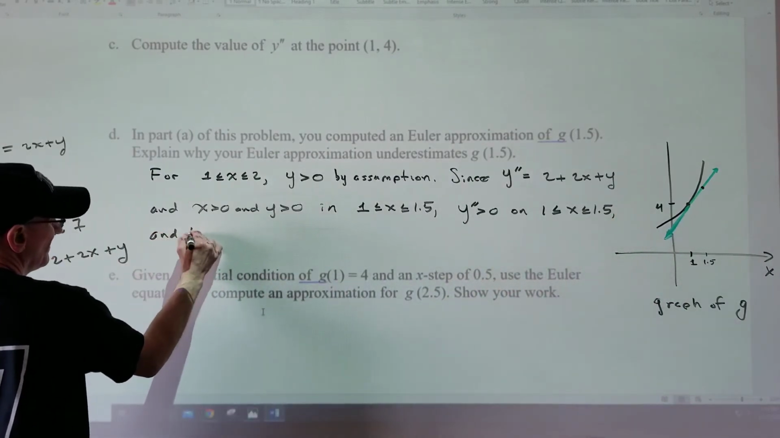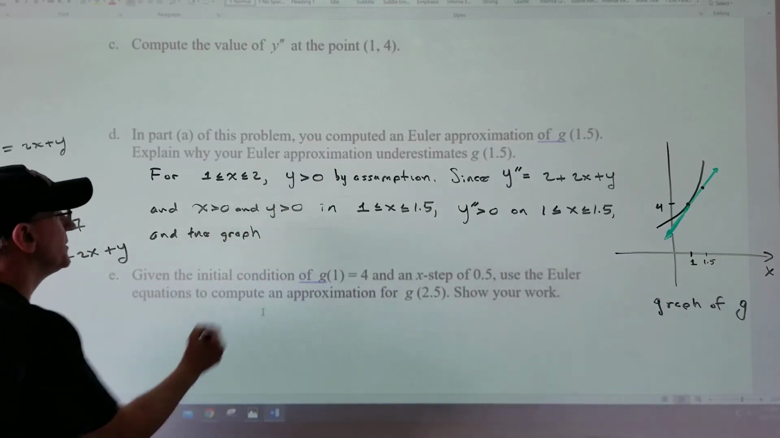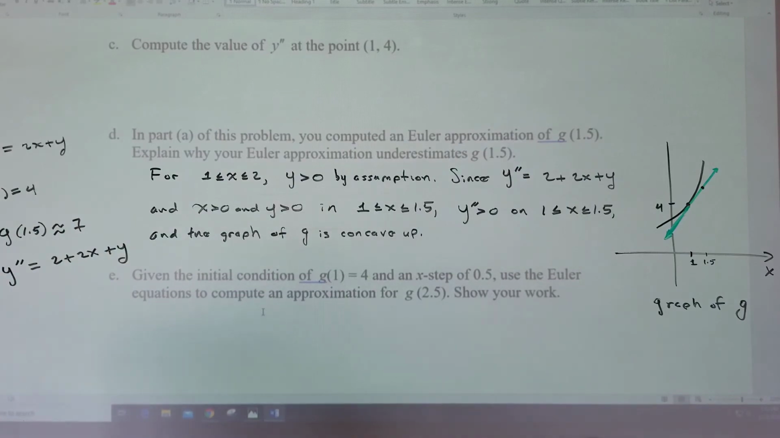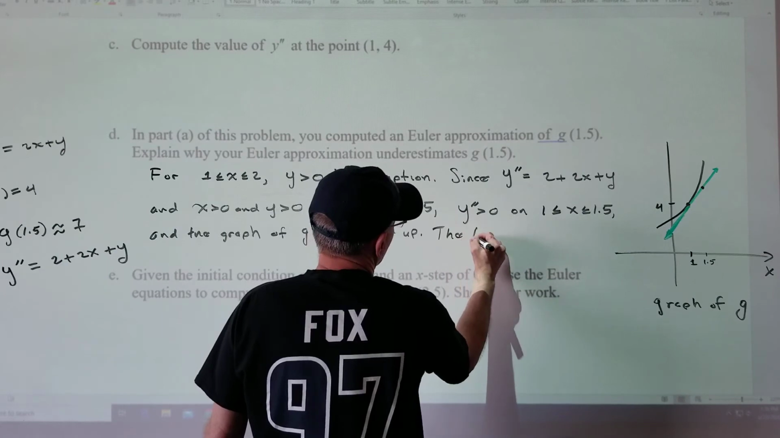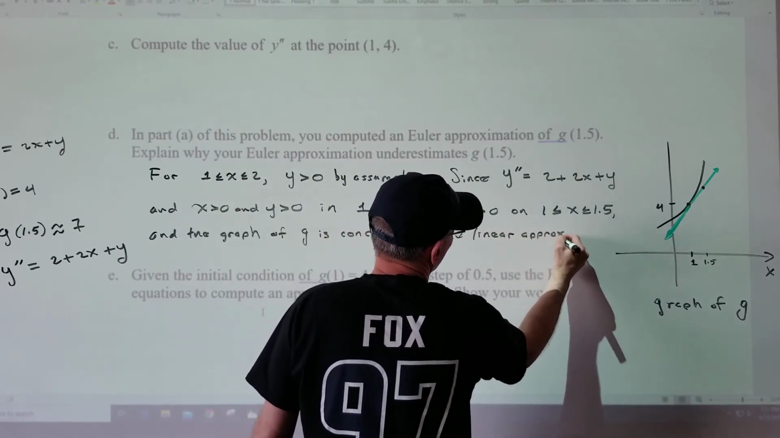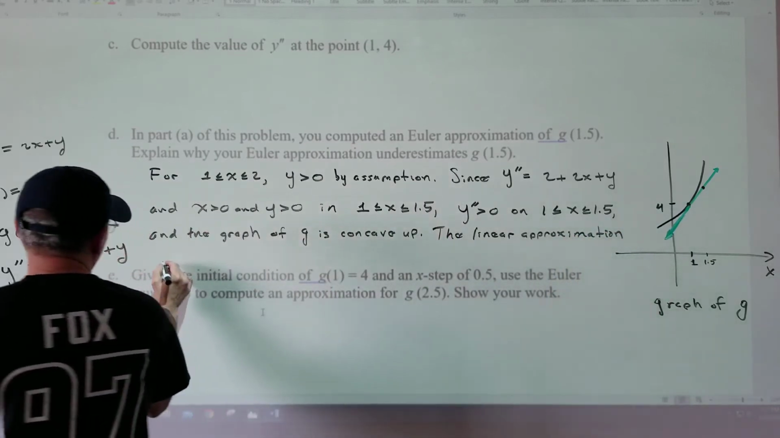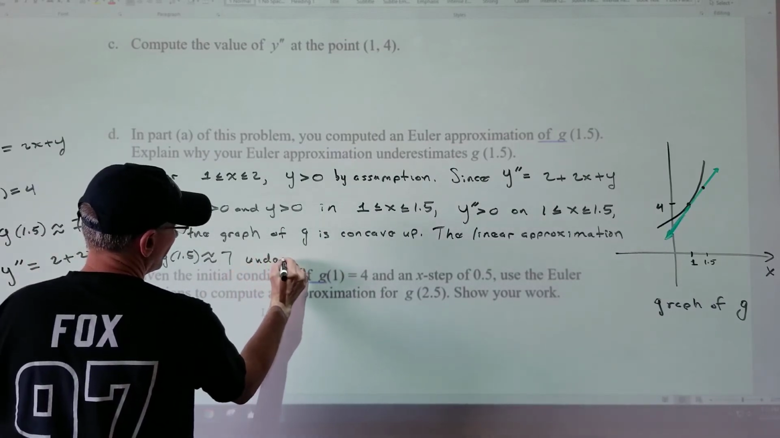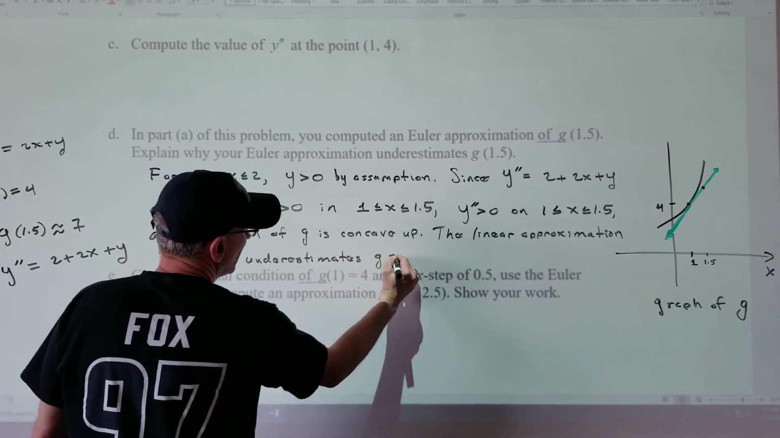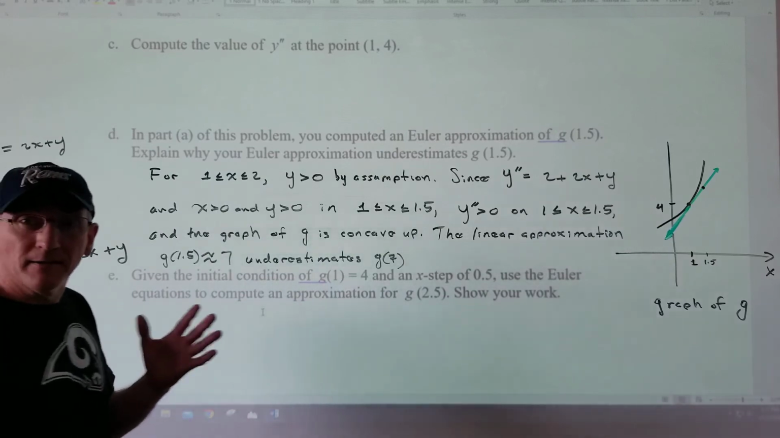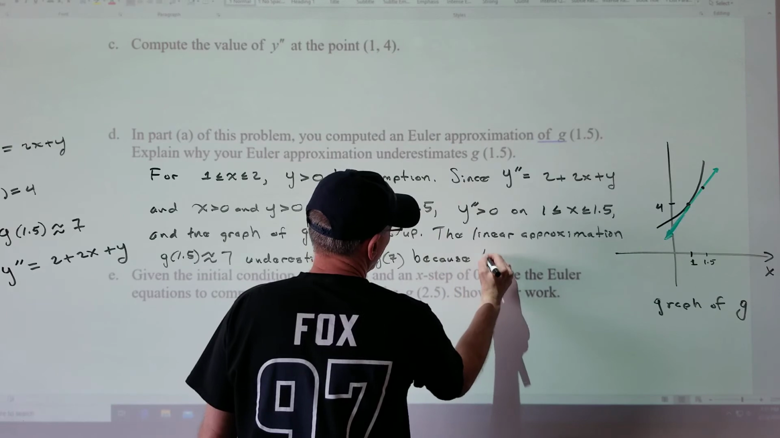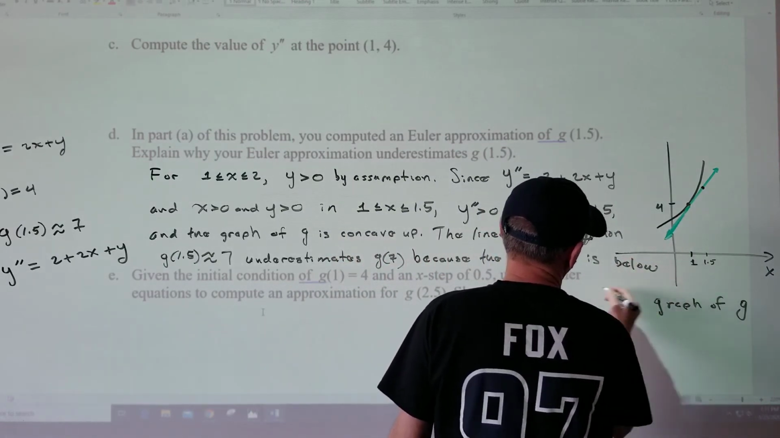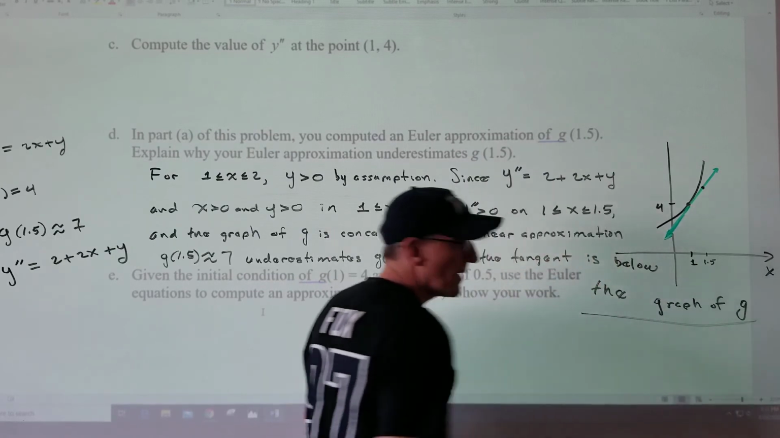And the graph, now be specific and say which graph. The graph of what? The graph of g is concave up. The linear approximation that we did previously, g of 1.5 approximately equal to 7, underestimates the actual g of 1.5 because the tangent line is lower than the curve, below the graph of g.